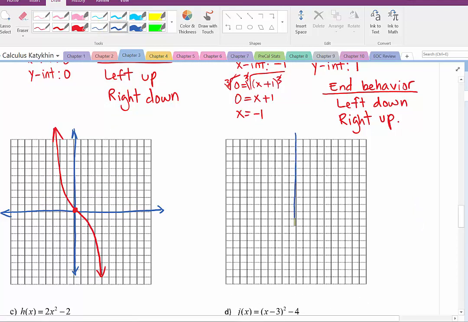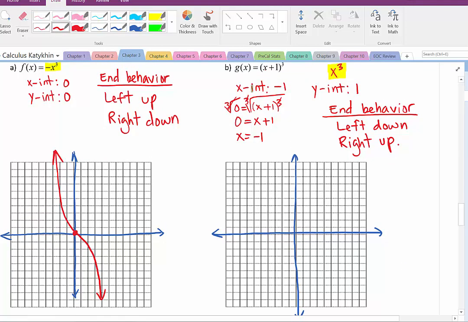So let's show that real quickly. First thing you have to do is label your x and y intercepts. Remember, your x-intercept is at negative 1. Your y-intercept is at positive 1. And remember, the right side is going to be going up, so it's going to be doing this. And then the left side is going to be going down, so it's going to be doing that. So as you can see, again, it's going to be an inverted S, if you will.